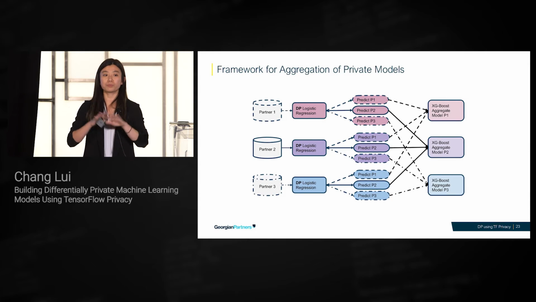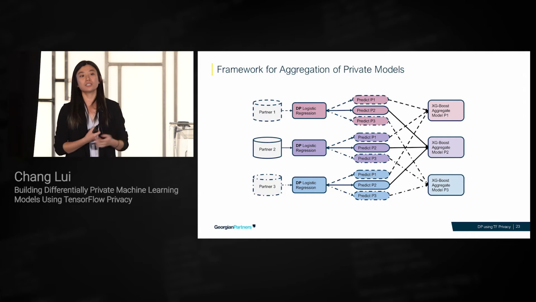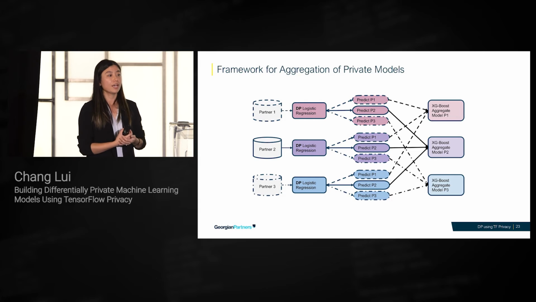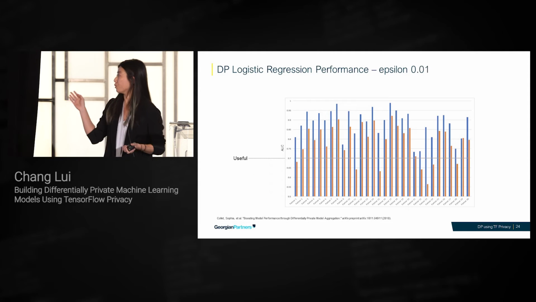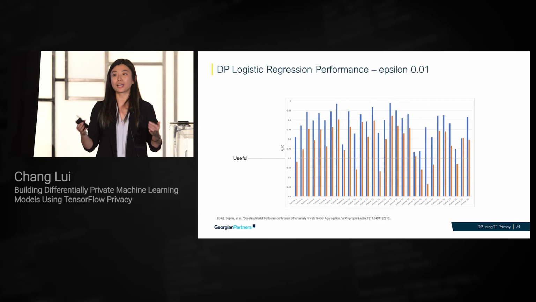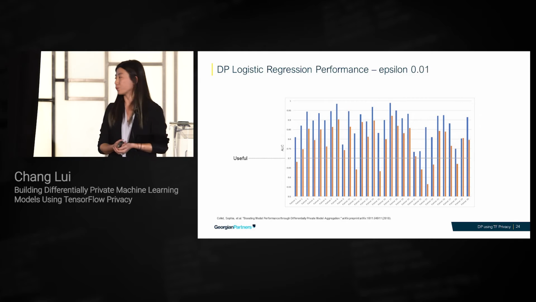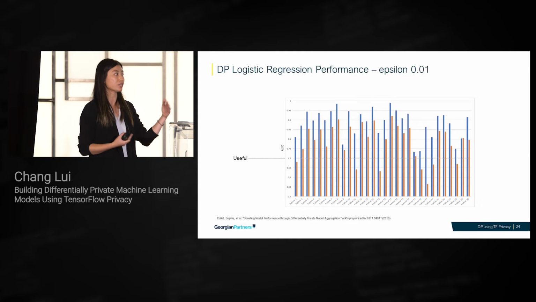So we've built a framework where for each of the different partners, or each of the different retailers, we train a differentially private predictive model. Because each of these models is differentially private, we can aggregate these models together to provide lift in the predictive power for each of the different partners. As a result, what you can see here is that the orange bars are the model performance of the non-aggregated and non-differentially private models before, and the blue bars are the aggregated and differentially private models afterwards. You can see that there is a big lift for the majority of the customers.